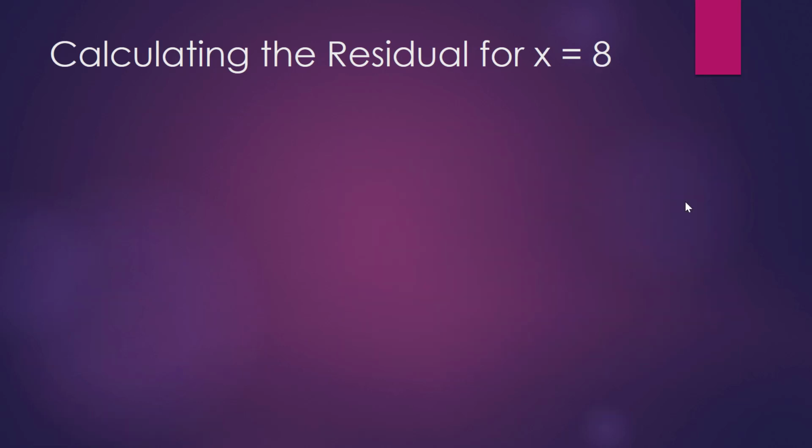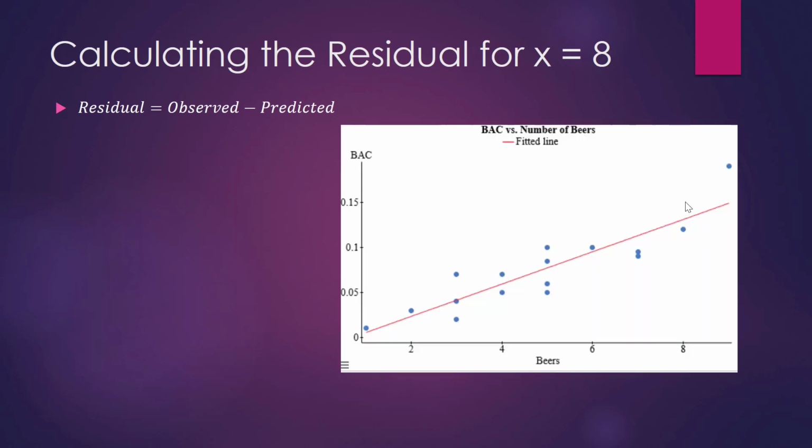Now let's calculate the residual for x equals 8 beers. Remember, the residual is the observed minus the predicted value. Here's our graph, and as you can see, the blue dot represents the observed value at x equals 8, and we're going to have to go over to our data set to find the exact blood alcohol content, because just looking at this graph, it would just sort of be a guess.